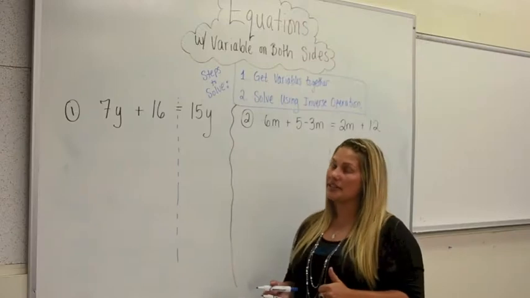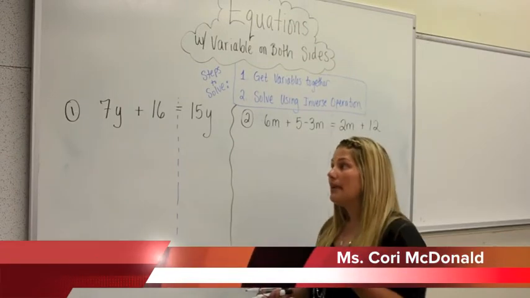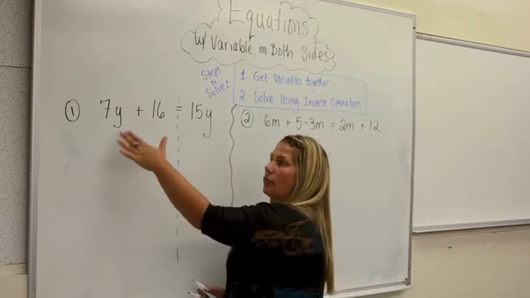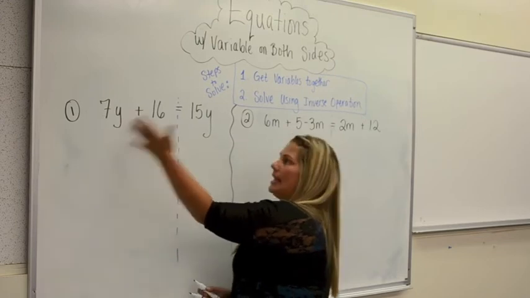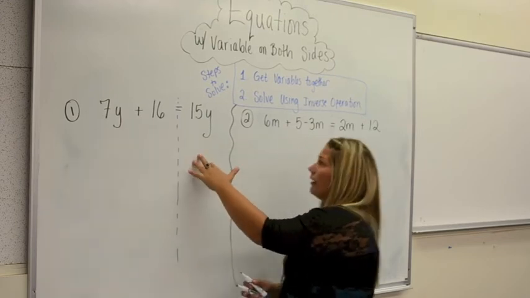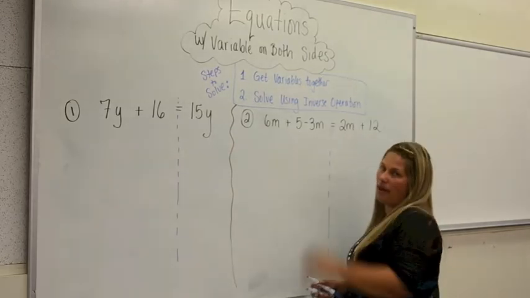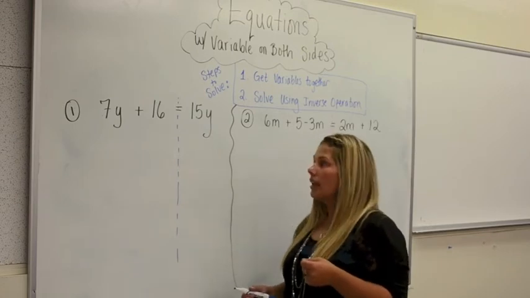Lesson with equations is when we have the variable on both sides. What I mean by that is when we have our line down through the equal sign, instead of y's being on the same side together, we have a y on the left side and a y on the right side. Over here we have an m on the left side and we also have an m on the right side. That makes the rules a little bit different.